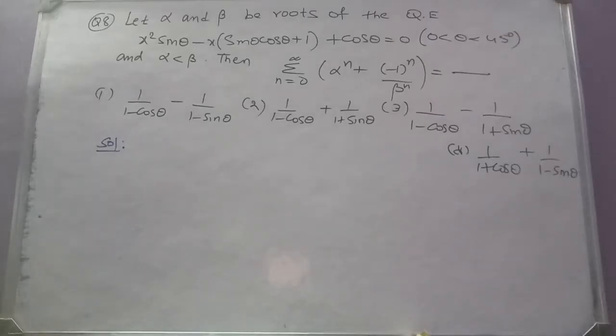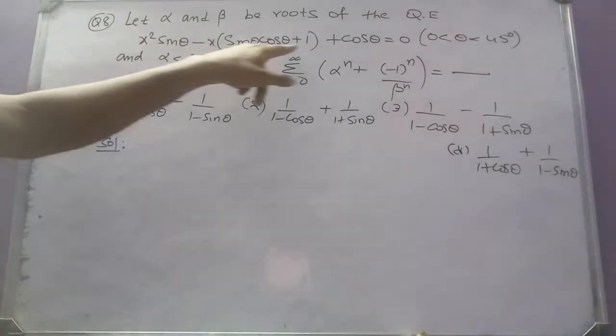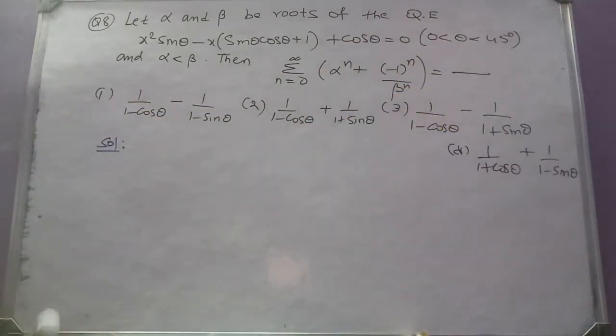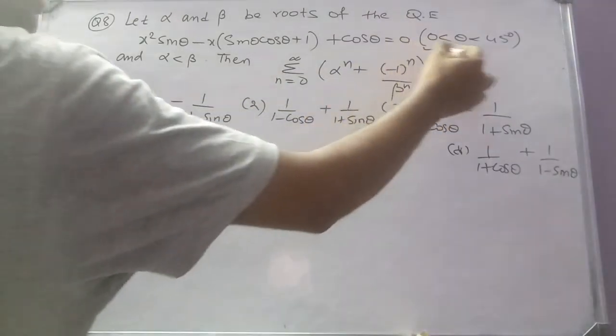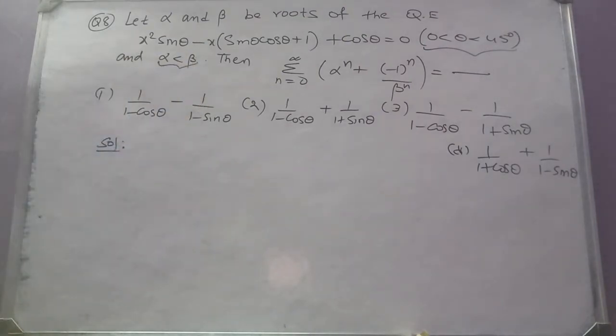Here is our next question. Let alpha and beta be the roots of this quadratic equation, where theta is between 0 and 45 degrees. Conditions are always important. Okay? When theta is between 0 and 45 degrees and alpha is less than beta. Remember the conditions. Then he is asking us to find the value of this.